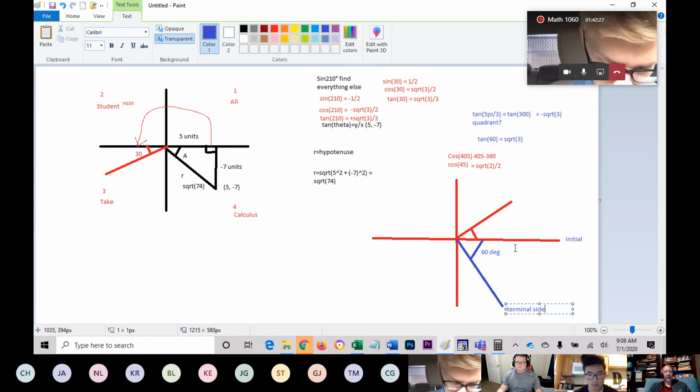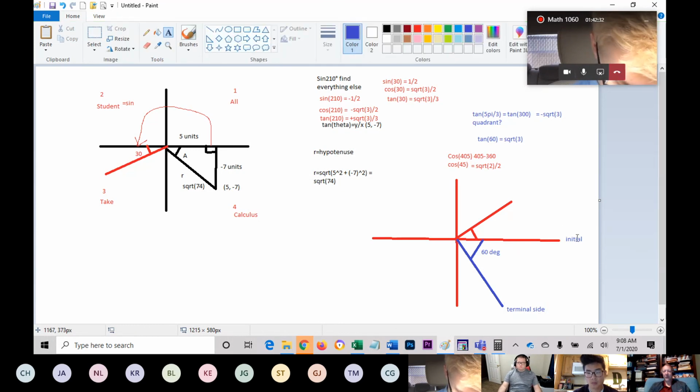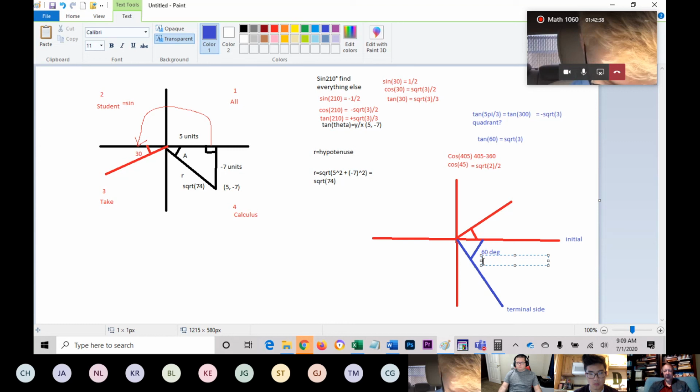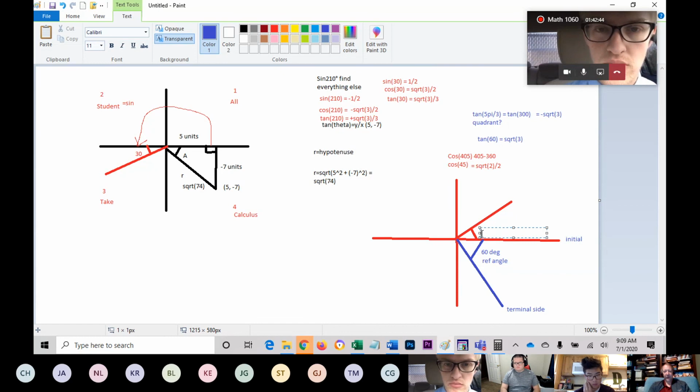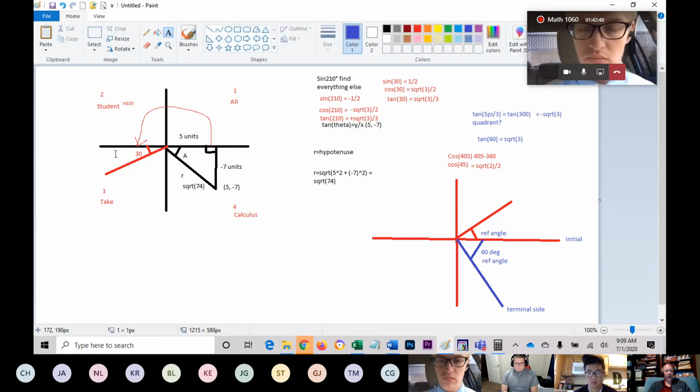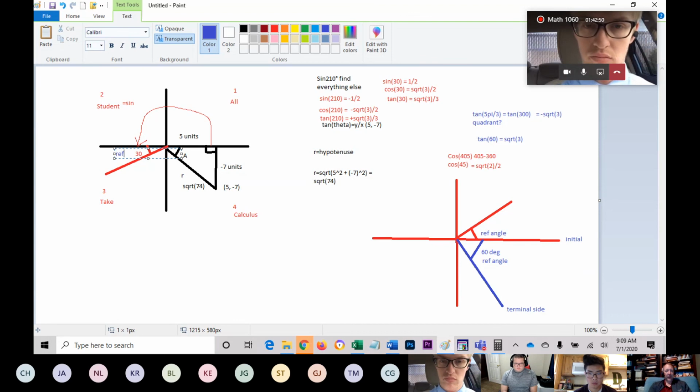And then that will make our lives easier. So you'll want to remember those terms, initial side and terminal side, as well. And so we'll refer to this in both cases. This blue angle is the reference angle, and even this red angle will be the reference angle as well. And this even over here, reference angle. Okay.